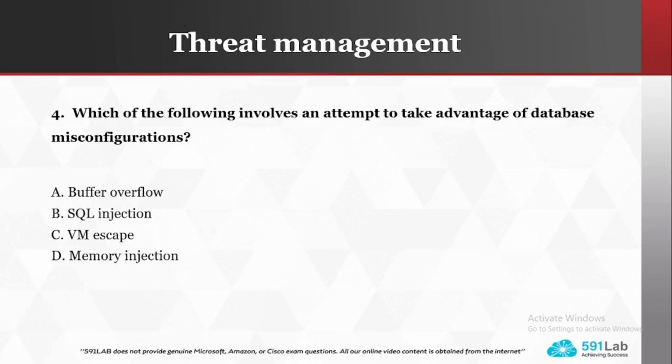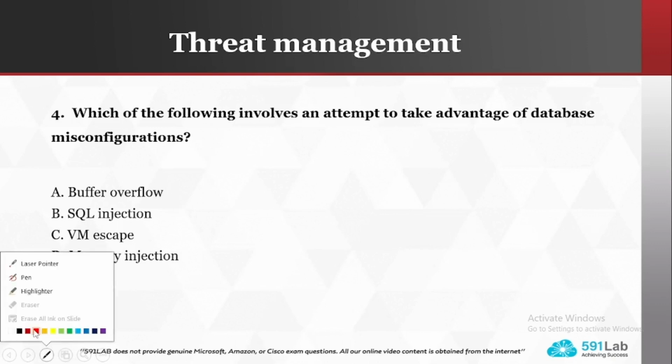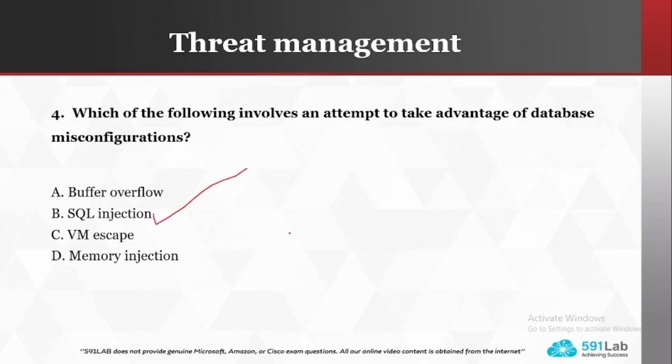Question number 4. Which one of the following involve an attempt to take advantage of database misconfiguration? A. Buffer overflow, B. SQL injection, C. Virtual machine escape, D. Memory injection. I think this is a simple question, since if something is related to database, it could be an SQL injection, since database related with MySQL or SQL query.